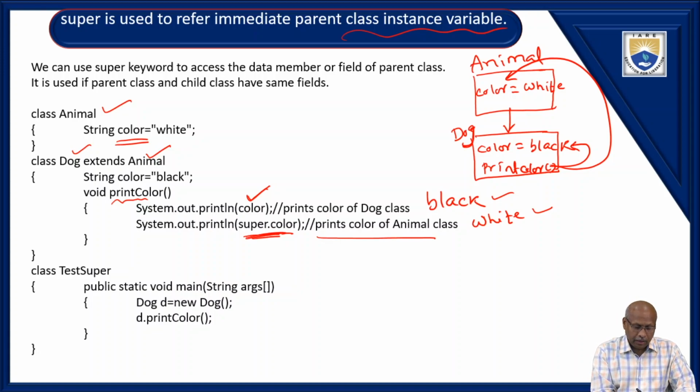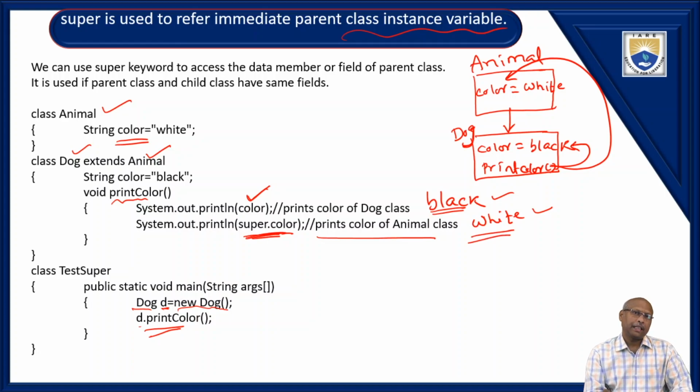Public static void main, d is my object of the Dog class, new Dog. So my object is created, or instantiated. After creating the Dog object, I am calling d.printColor. Now printColor is available as a method in my class, the Dog class. So when I call printColor, automatically it will print black from the current instance, as well as white from the parent class. So this is the way the output will come.